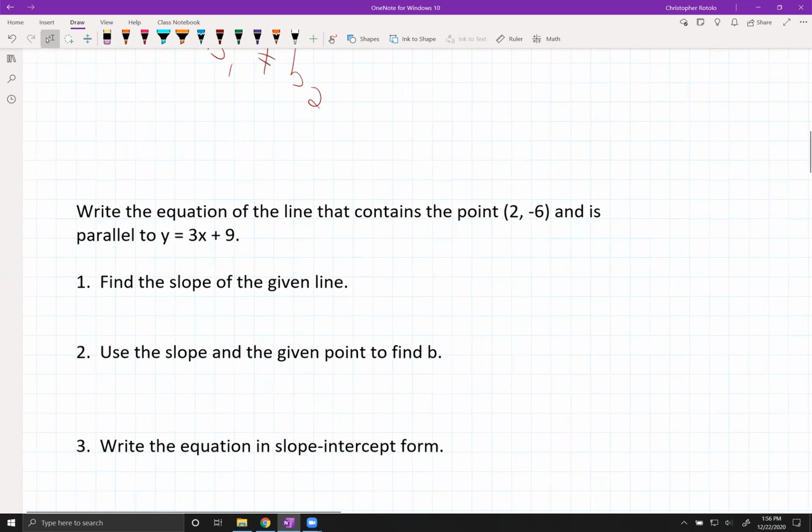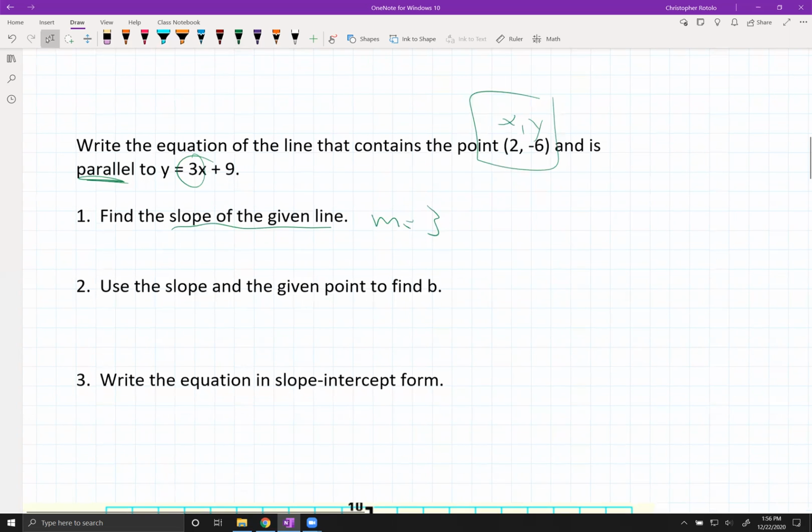Okay, so here's what we have. Write the equation of the line that contains the point, so this has to be x and y, and is parallel to y equals 3x plus 9. All right, so what's the slope of the line that we were given? Well, that's 3, m equals 3. Okay, so what's the slope of a line parallel to m equals 3? That's still going to be m equals 3. Use the slope and given point to find b.